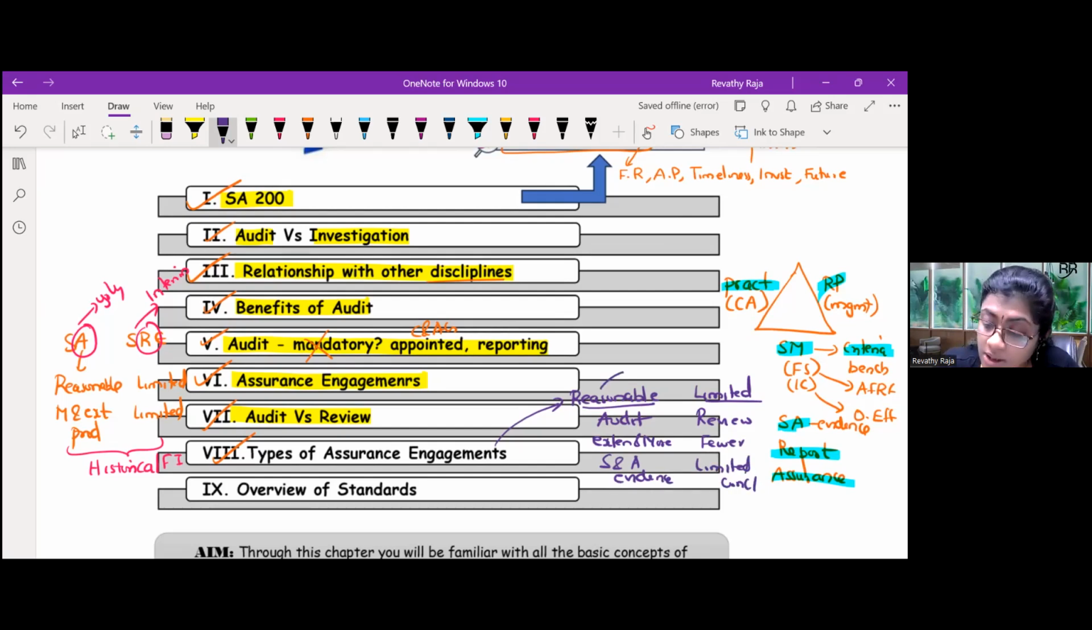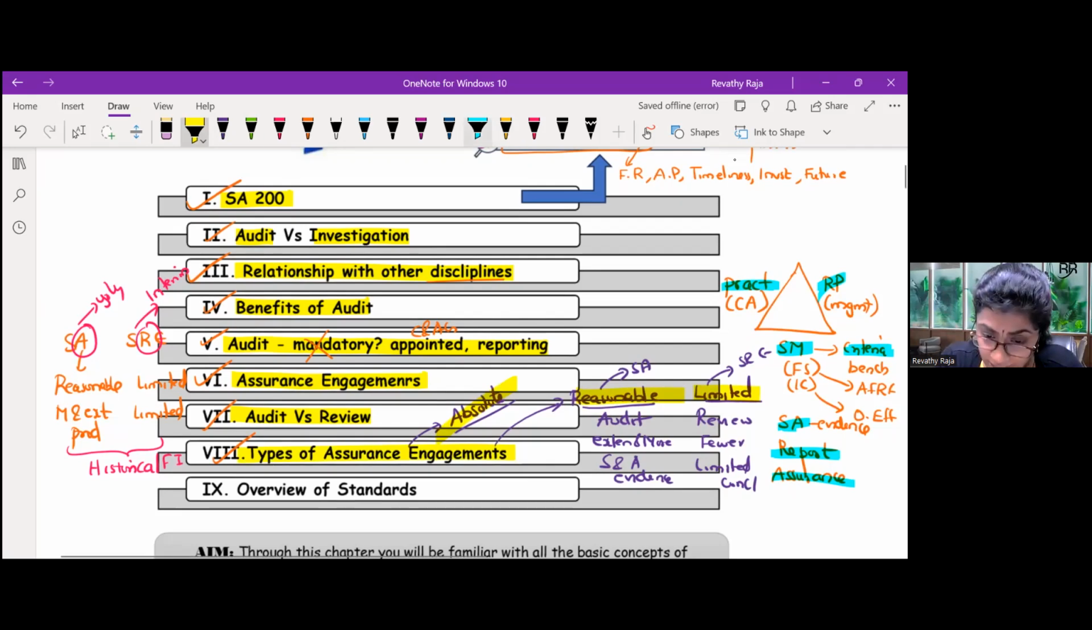So for reasonable assurance, we use SA; for limited, generally it is SRE. On top of this, there is something called absolute assurance, which we don't give in case of audit or review. Usually in an investigation, we may give absolute assurance since we are collecting conclusive evidence. In audit, we collect only prima facie evidence. So that's the types of assurance: reasonable, limited, and absolute.